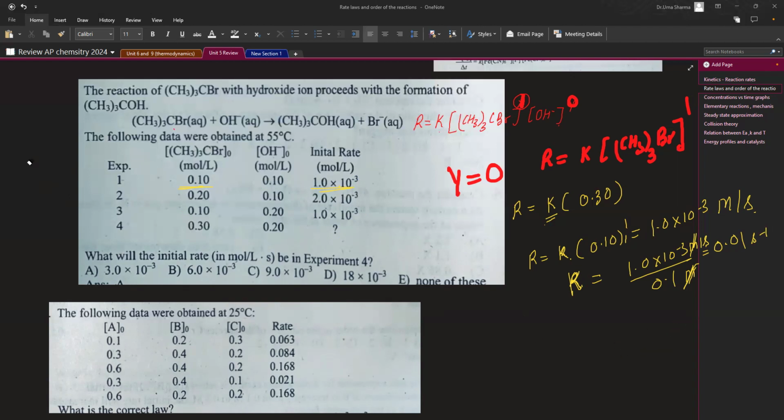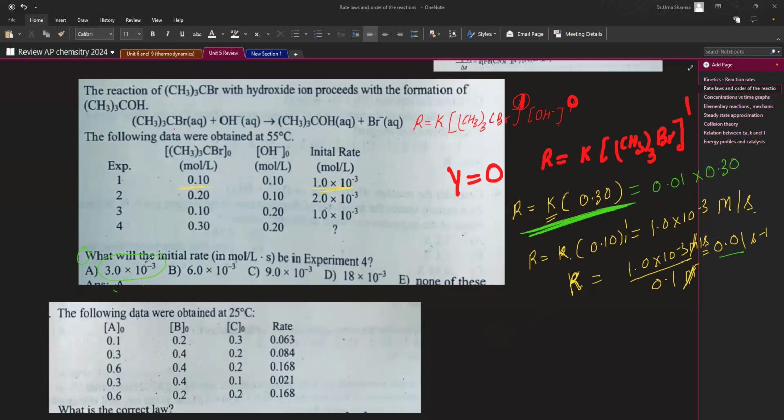Now, can you answer this question now? This one. Plug in here. K is this, 0.01, times 0.30. So answer is 3.0 times 10 raised to the minus 3. Is this clear to everyone?